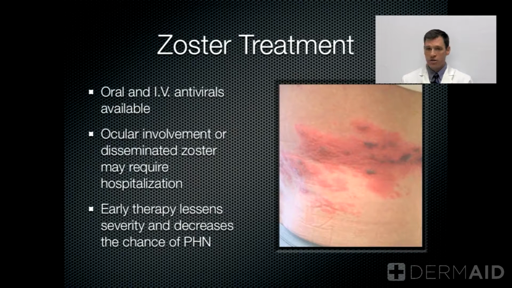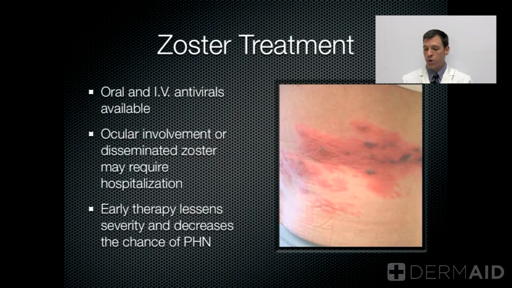Well, if you have zoster, it's important to initiate early therapy. There are oral and intravenous or IV antivirals. Usually oral antivirals are treatment enough. There are a few cases where zoster may involve the ear or the eye, where intravenous or IV antivirals are recommended. Ocular involvement or disseminated zoster, what that means is you have shingles or zoster and you're immune suppressed, and the rash isn't just confined to one region, it can spread over much of the body, kind of like chickenpox. That may require hospitalization because of the potential for internal involvement.